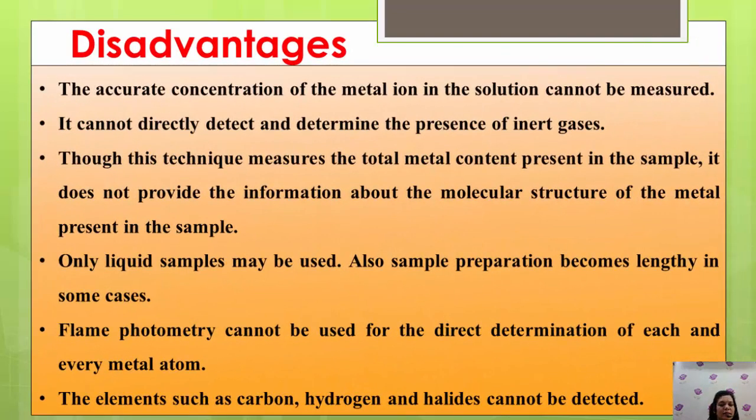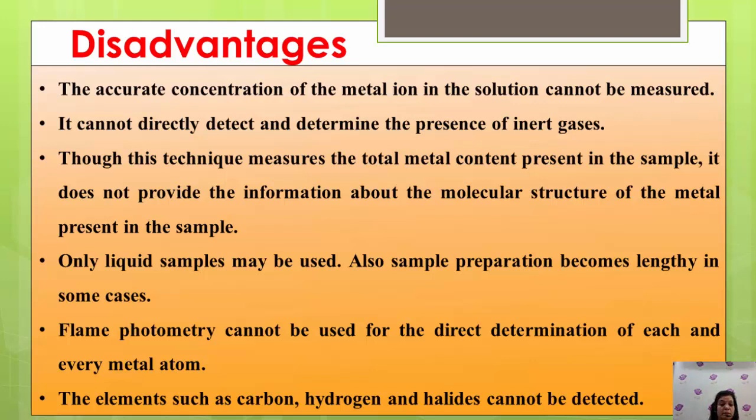If we look at the disadvantages, can you tell me any one disadvantage of this process? Yes, we can't do 2 or more elements at a time. Very good. Accurate determination of metal cannot be measured. It cannot be directly applied for the presence of inert gases. Even though it measures the metal concentration, it can't provide any information on the molecular structure of the metal present in a sample. We can apply it only to liquid samples.